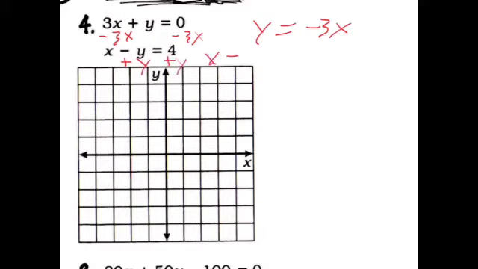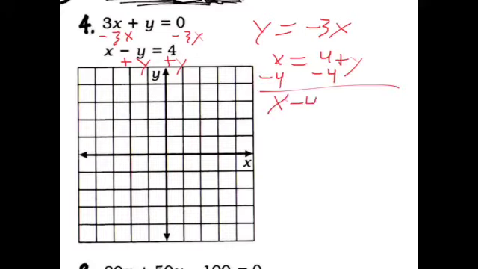So now I'm looking at x equals 4 plus y. I can get rid of the 4 by subtracting 4 on both sides. Now I'm looking at x minus 4 equals y. So now I have my two equations.